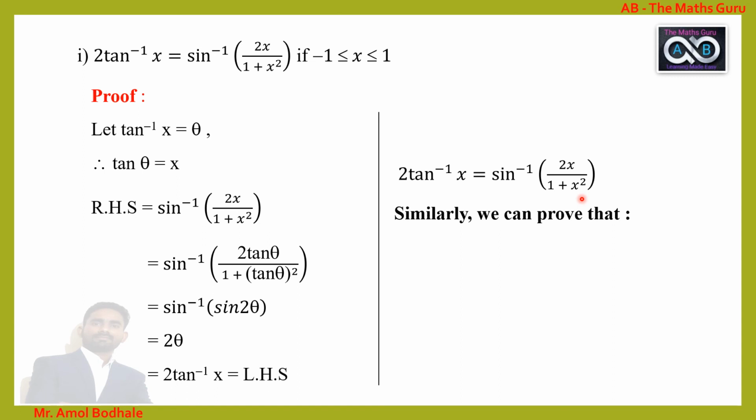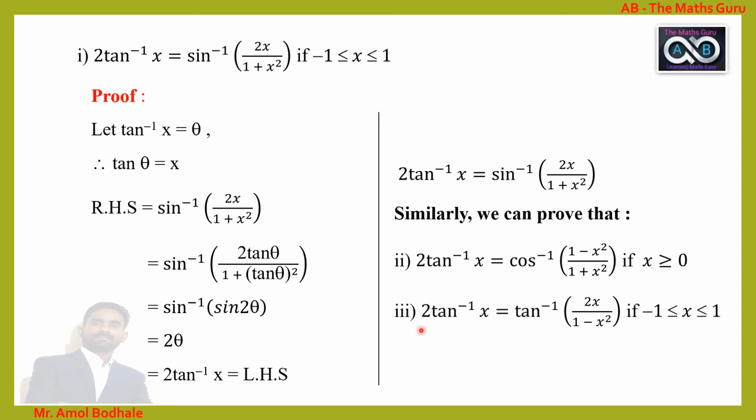Similarly, we can prove that 2 times tan inverse of x is equal to cos inverse of (1 minus x square) upon (1 plus x square) if x is greater than or equal to 0. 2 times tan inverse of x is equal to tan inverse of 2x upon 1 minus x square if minus 1 less than or equal to x less than or equal to 1.